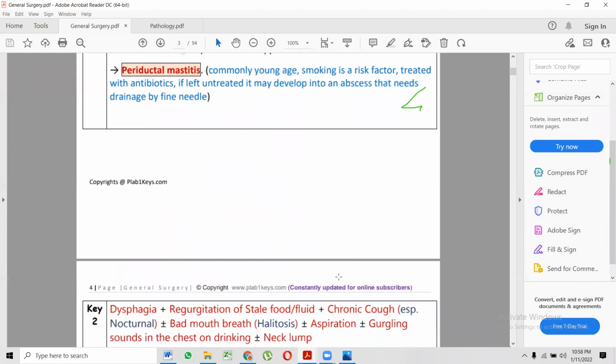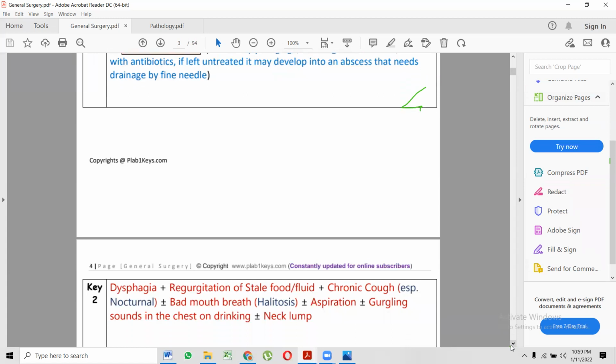Now, what is the answer or what is the diagnosis of this scenario? Written at the bottom of the page. Zenker diverticulum. Yeah, pharyngeal pouch. It's Zenker diverticulum or pharyngeal pouch. You are right.